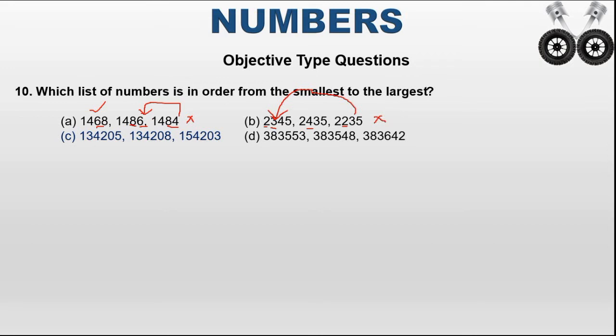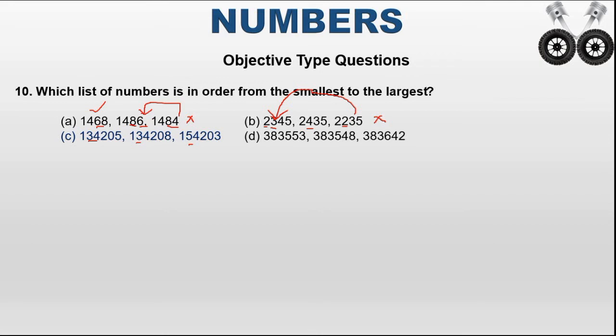Now go for statement 3. So first find the number of digits. Each has 6-digit numbers. Now compare the first digit: 1, 1, 1. Everything has 1 as the first digit. Now compare the second digit: 3, 3 and 5. So this is the largest one, that should be placed at the last. Now compare the third digit, here 4 and here 4. Both have the same digit.